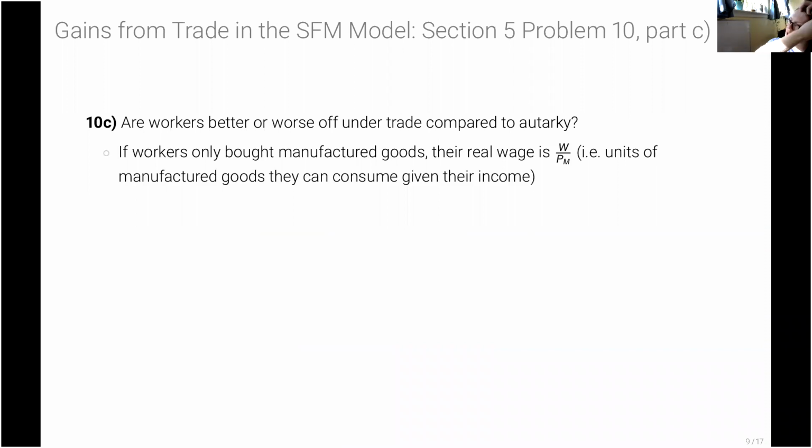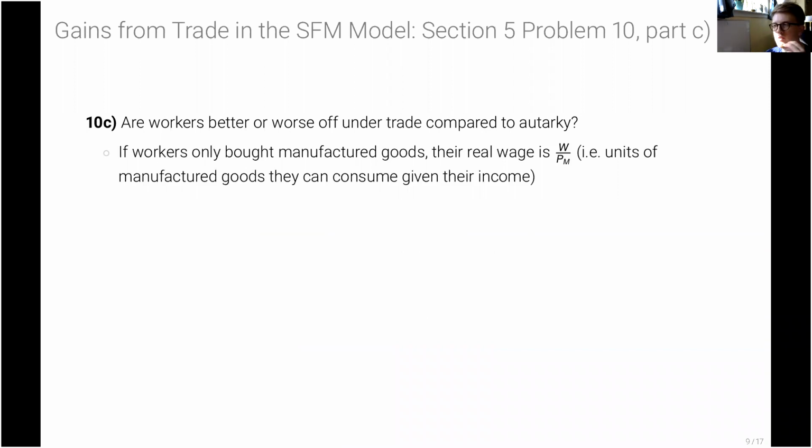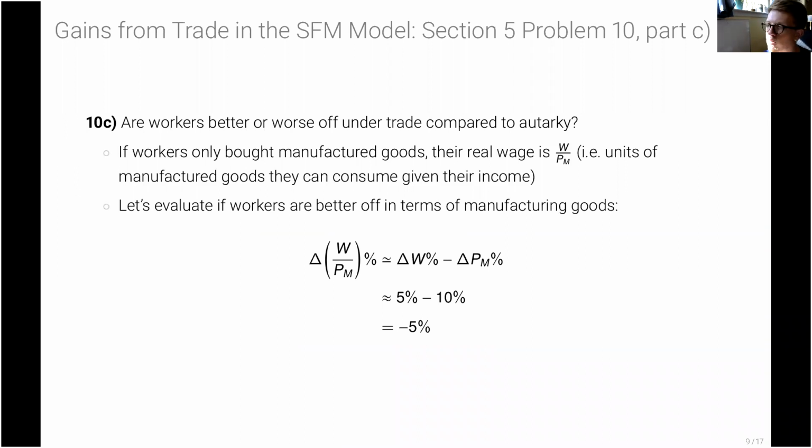And so this is sort of stylized, but what W over PM is going to tell us is how many units in total that worker can afford of manufactured goods. And so we call that their real wage with respect to the price of manufactured goods. So now what we're going to do is evaluate if workers are better off in terms of manufactured goods. So we want to examine the real wage W over PM and how much that's changing.